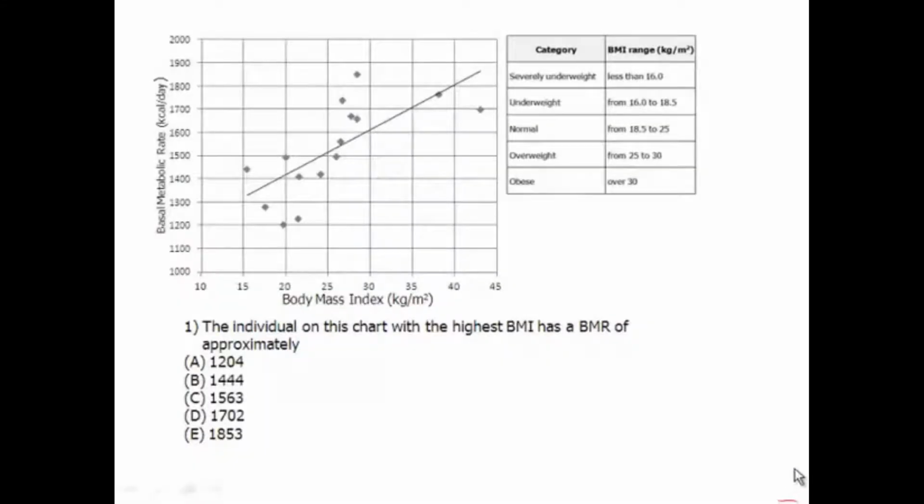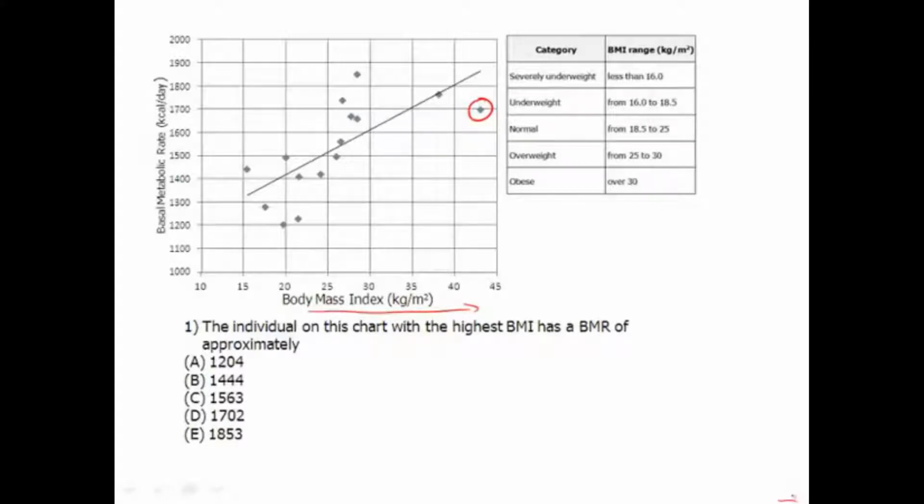The individual on this chart with the highest BMI has a BMR of approximately what? So BMI, body mass index, is the horizontal index. So the person who has the highest BMI is all the way to the right. It would be this point right here.